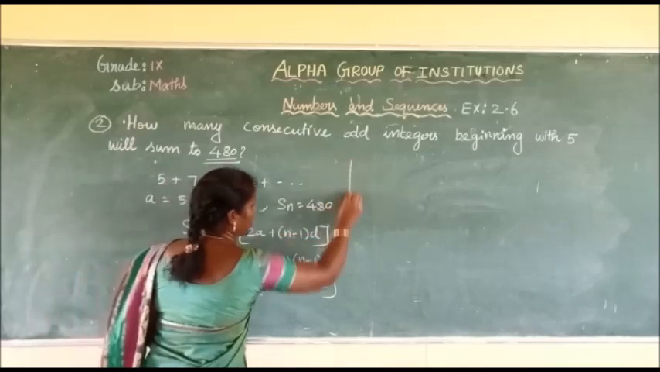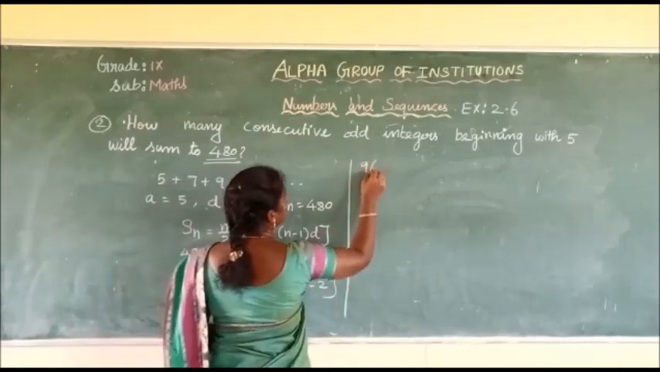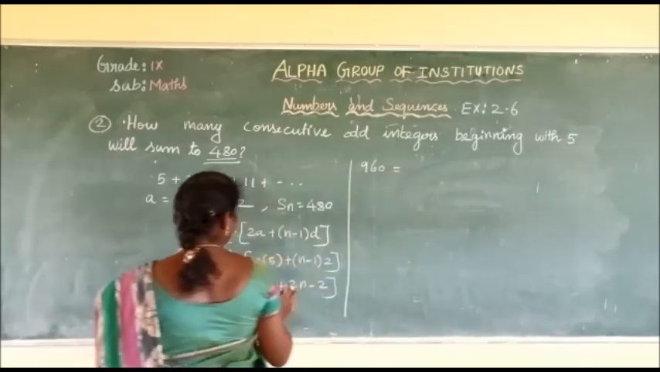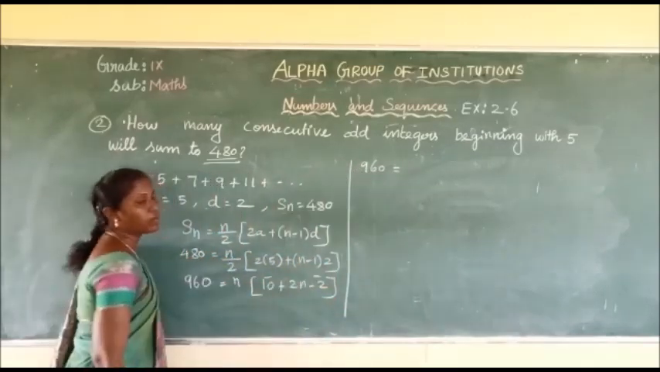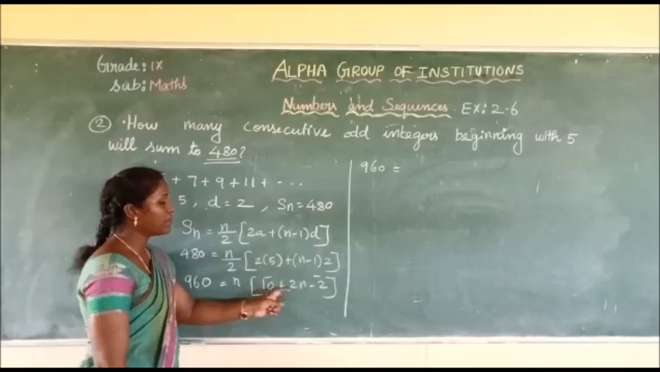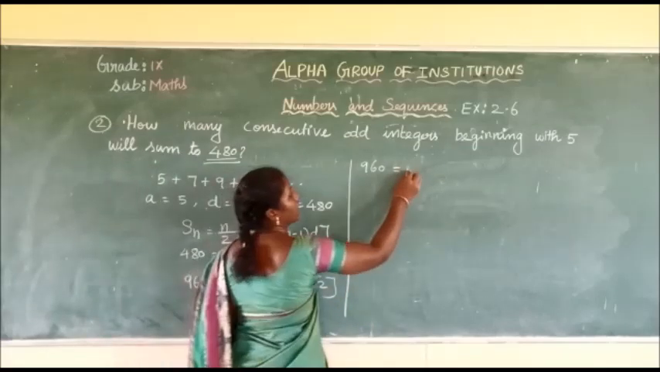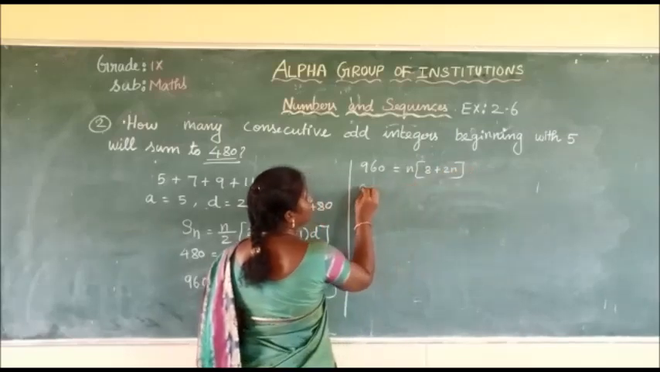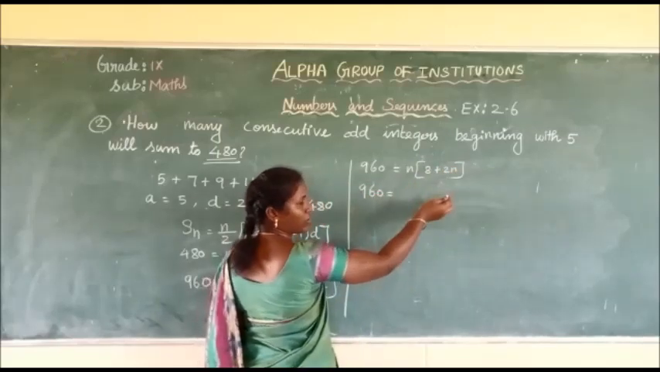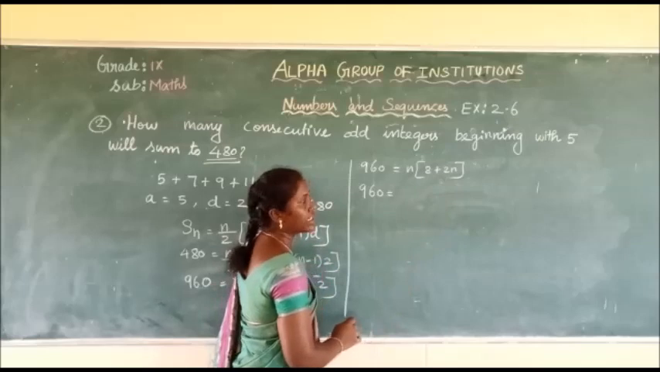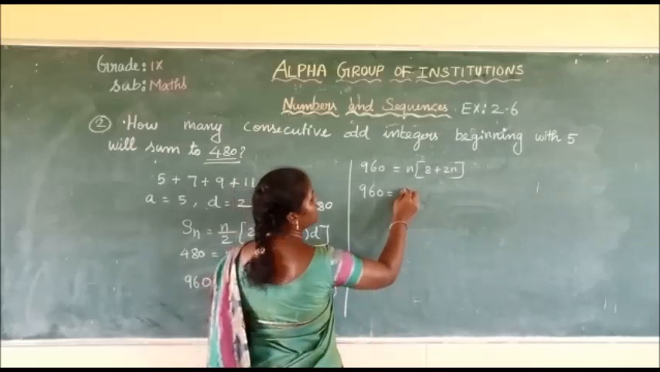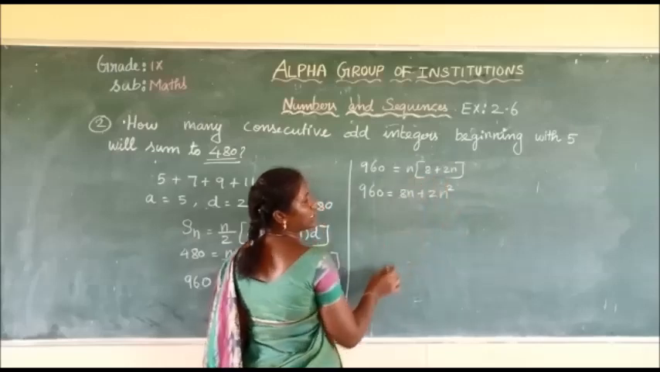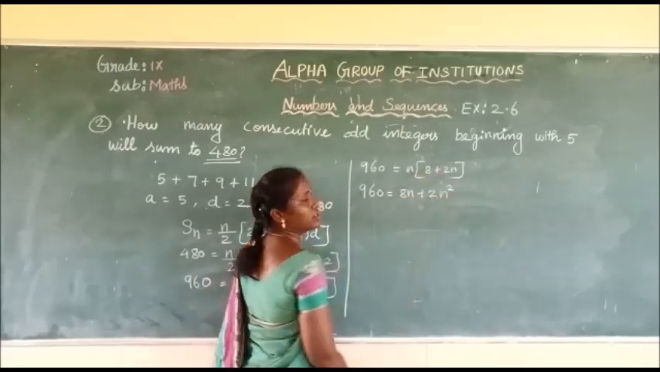Now, solve the equation. 960 is equal to n times, we can subtract these two numbers: 10 minus 2 is 8, so 8 plus 2n. So 960 is equal to n times (8 plus 2n). If I want to remove the bracket, we should multiply n inside the bracket. So 8 into n is 8n, 2n into n is 2n square.